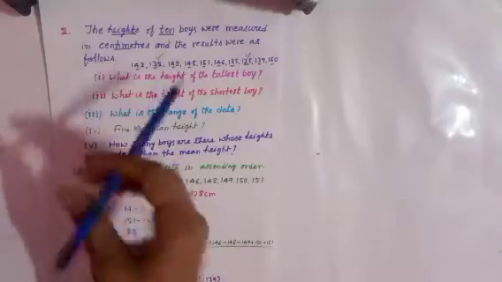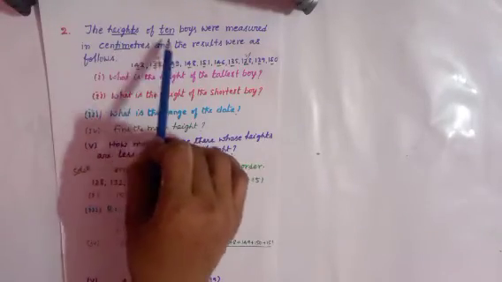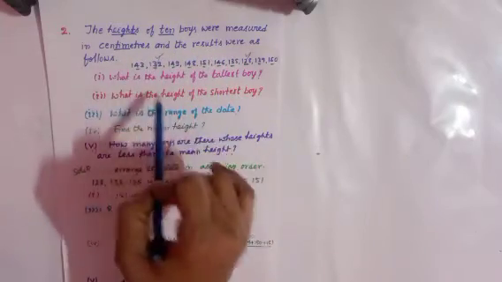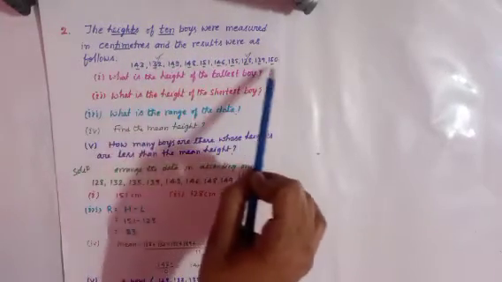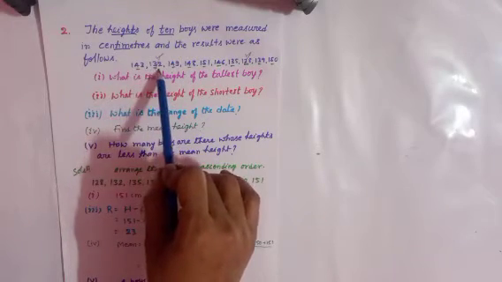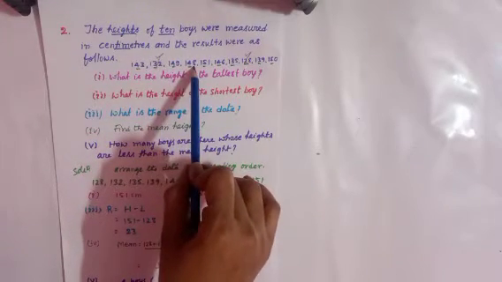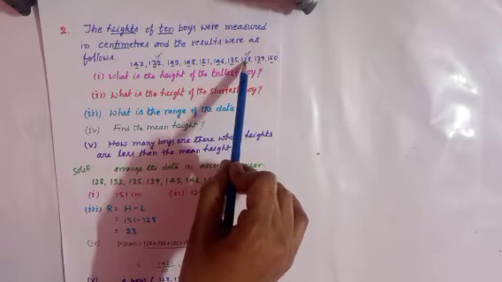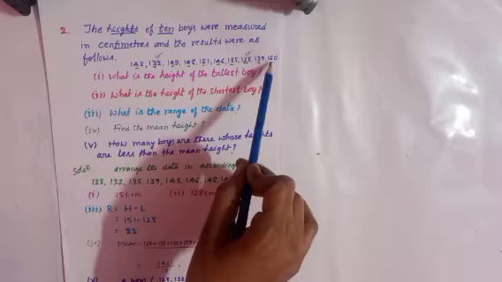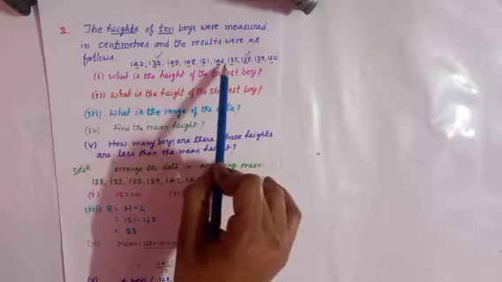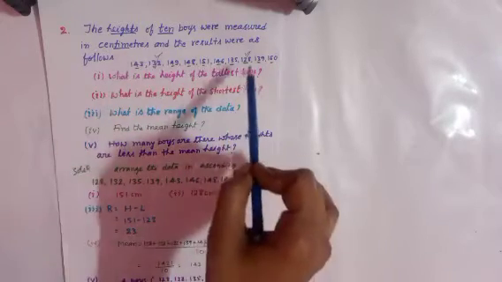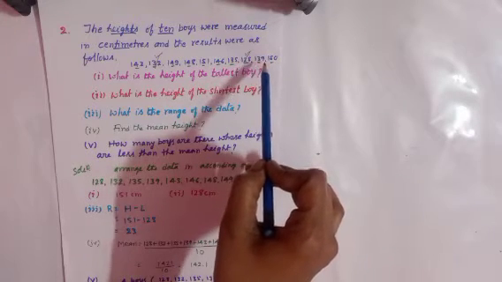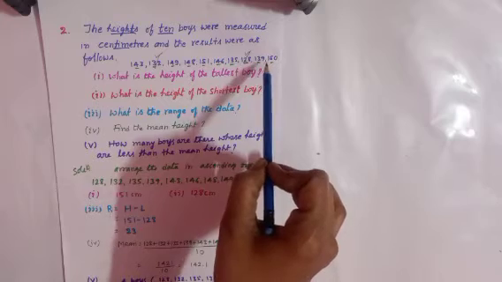Next, second one. The heights of 10 boys were measured in centimeters and the results were as follows. Here the heights of the 10 boys are given, that is 143, 132, 149, 148, 151, 146, 135, 128, 139, 150. So this data is called the raw data. Raw data means the data which is not arranged.